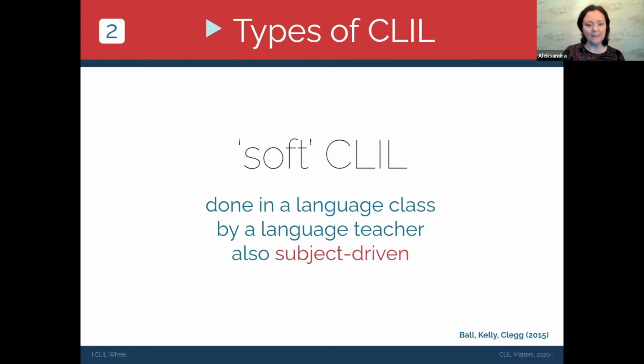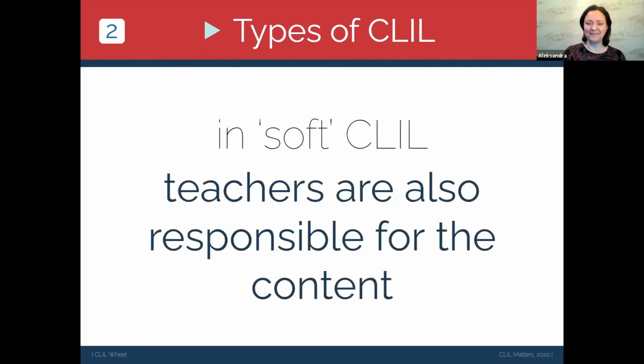But the big point here is that it should also be subject driven. So if I decide to do a lesson on history or a lesson on science or a lesson on any other topic, I have to make sure that the content is correct. I cannot compromise the content for the sake of grammar, for example. So yes, soft CLIL teachers are also responsible for the content. And I'm quite sure you would agree with that, because you are already content teachers.